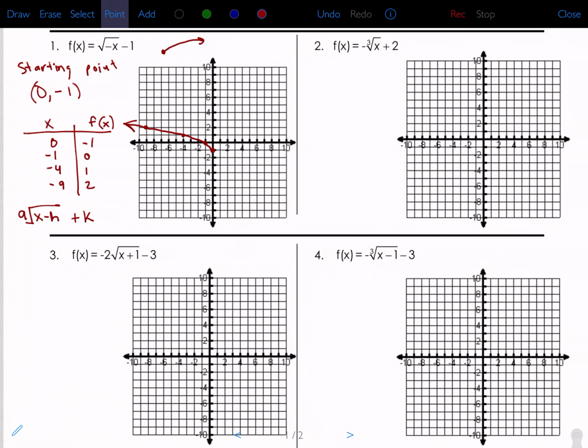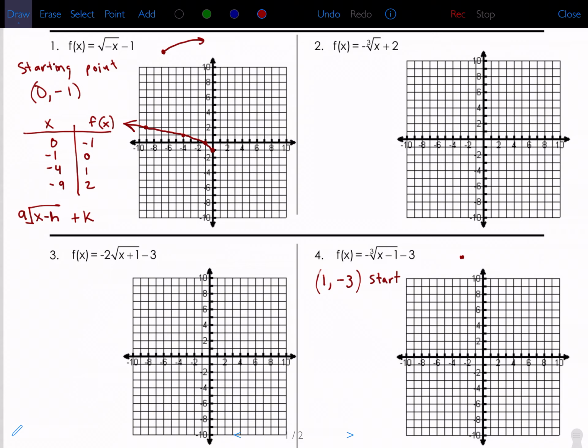Okay, let's do number 4. Okay, so that is a cubed root. So this time we do have something underneath the radical next to x to the right. So that's a -1. Remember we said opposite of h. So opposite of h is -1. So our opposite of h right there is a +1 rather. So 1, and then k is -3.